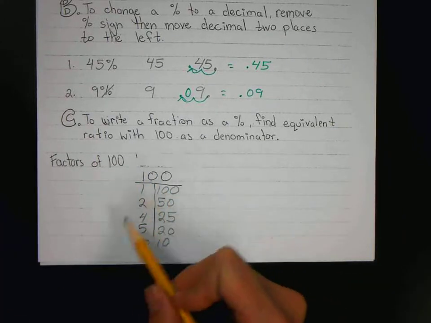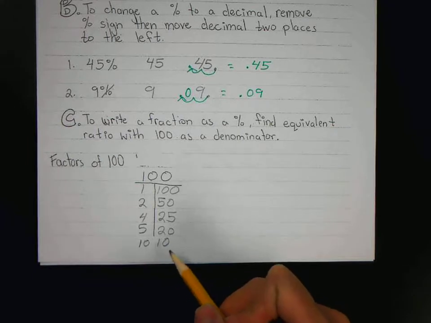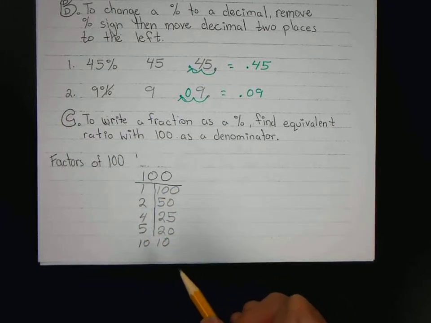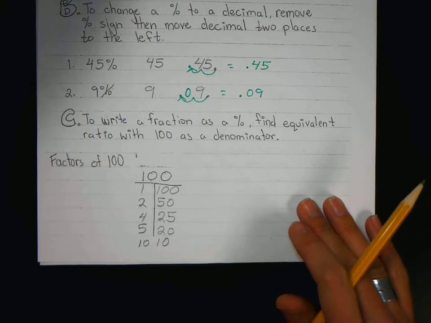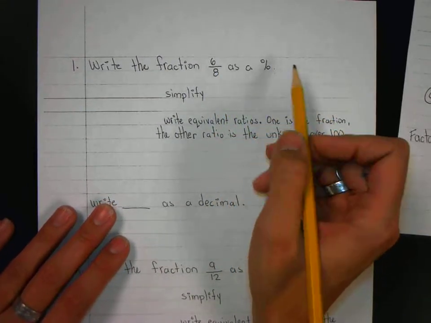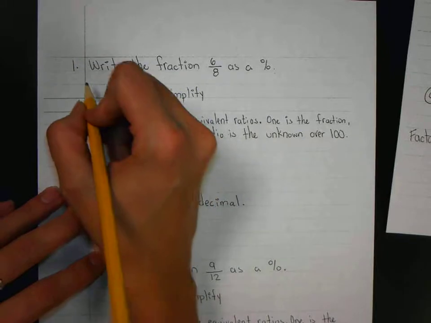These are what you want as your denominators, or if you're able to turn a number into one of these, then you can make it into 100 as a percent. Okay. We're going to use this in our next 2 examples. Okay. So first, write the fraction 6/8 as a percent. Okay. So first, we're going to take 6/8.